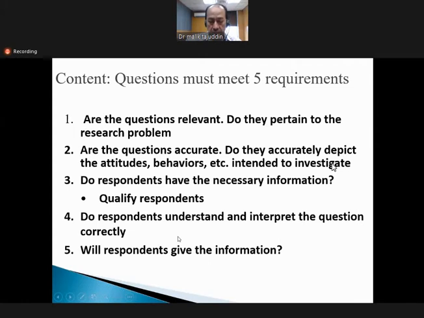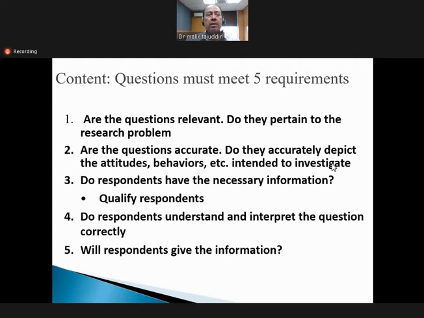Then, will respondents give the information? Are there some confidential information that the respondent would not like to give to you? So this has to be decided first. In the majority of studies, these types of questions are not there, which ask about confidential information. For example, nobody would like to answer the question, how much balance you have in your bank account. So this type of question should be considered.